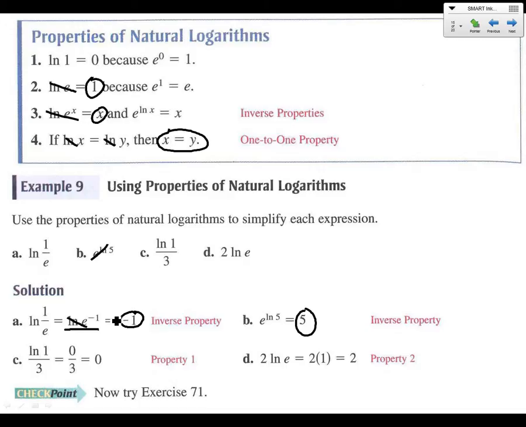Natural log of 1 over 3. The natural log of 1 is 0. So 0 over 3 is 0. And last one here, 2 natural log of e. What happens to natural log and e? They cancel. We're left with just 1. And so we do get 2.